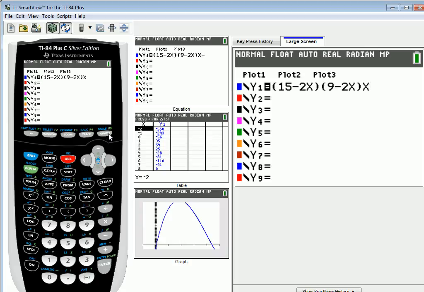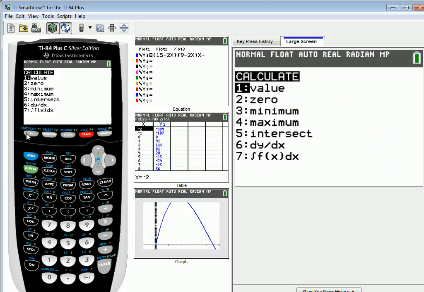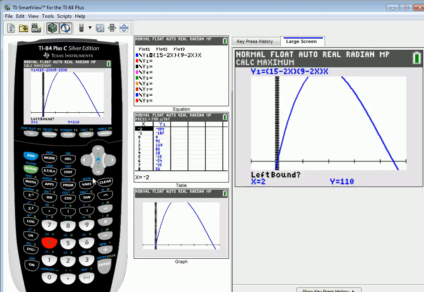That makes sense, right? Now, if I want to find the maximum, it's up here. Mine's slightly off my screen. No biggie. I don't have to see it to find it. But I'm trying to find a maximum, so I second trace this time. Choice 4. Go to the left side of it.